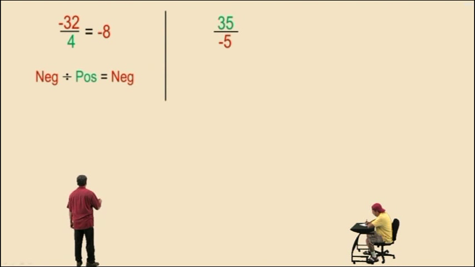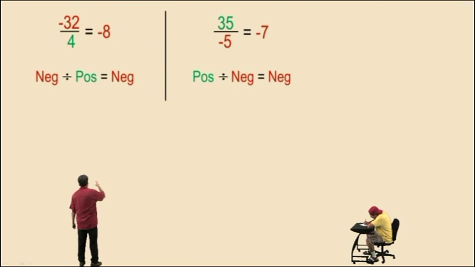How about a positive 35 divided by a negative 5? Well, that has to be negative 7. Why? Because look at the pattern. Negative 5 times negative 7 is a positive 35. Remember, a negative times a negative is always positive. In terms of the division problem, though, we see that a positive divided by a negative has to be negative. So if you have a positive number on top and a negative number on the bottom, your answer is negative. Positive 35 divided by negative 5 is a negative 7.